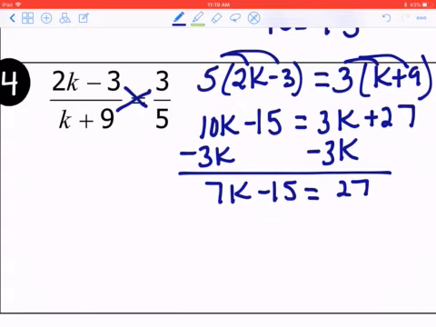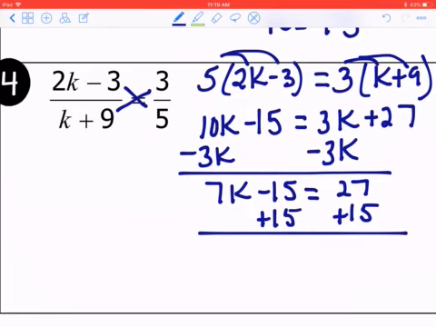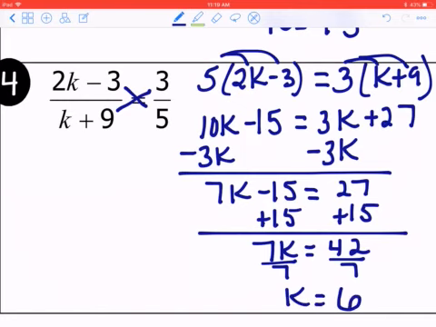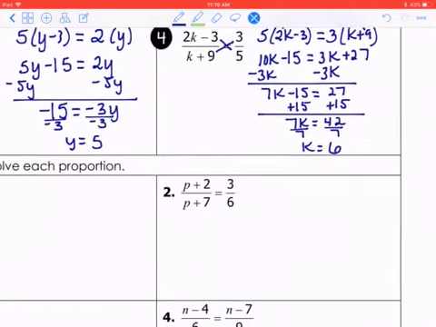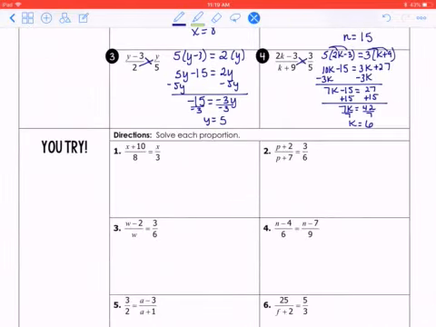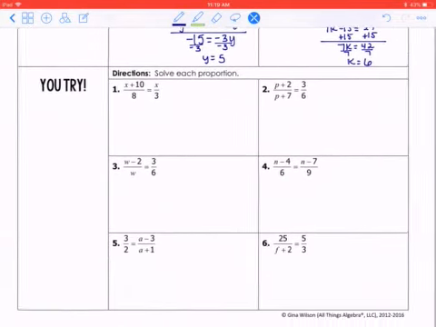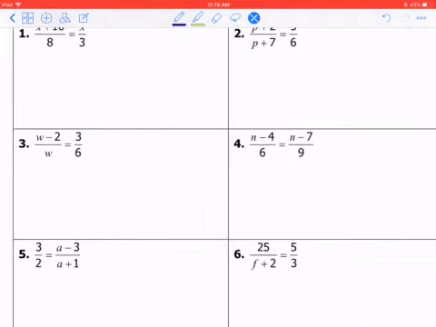Okay, from here, you're going to add 15. Now we have 7k equals 42. Divide each side by 7. So k equals 6. Okay, I plan on doing just a few more with you guys, and then I'll be sending you to do a few on your own. Okay, I want to jump down to number 4, and then I'll have one more after that.